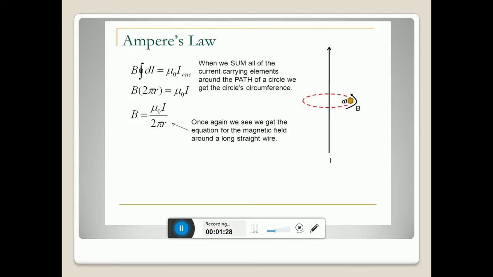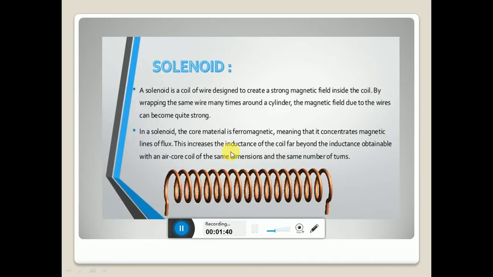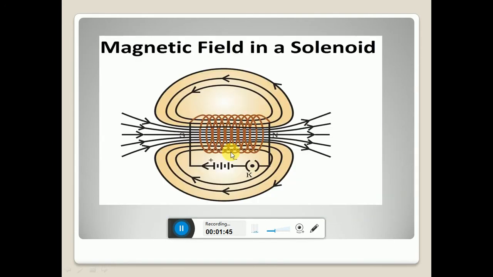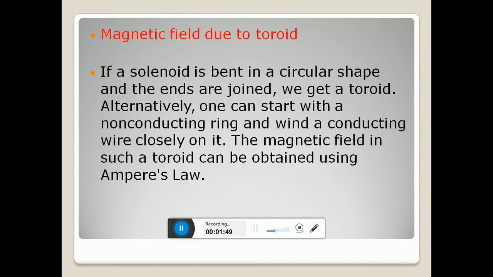Ampere circuital law and proof of Ampere circuital law, and the difference between Ampere's law, Ampere circuital law and Biot-Savart's law. In the third class we studied applications of Ampere circuital law: the solenoid, magnetic field due to a solenoid, and magnetic field due to toroid.